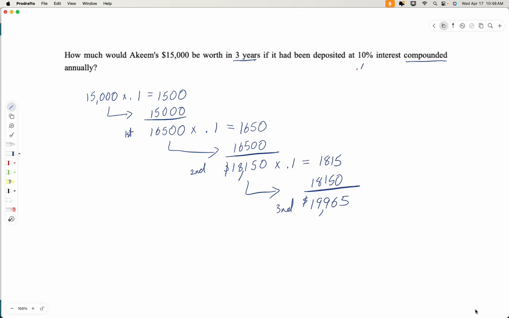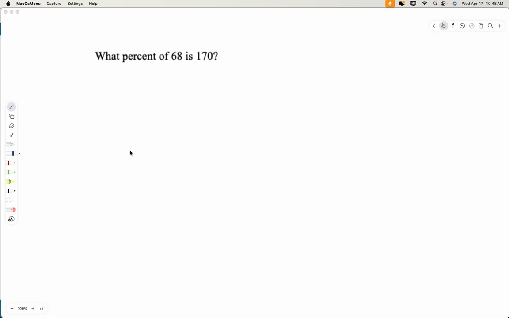All right, let's look at another one. What percent of 68 is 170? So whenever you have what percent, this is going to be your unknown value.